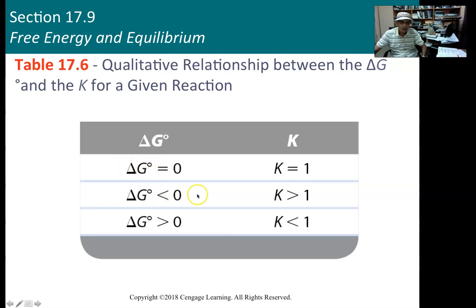So in general, this is what we would say. If the standard free energy change is 0, the system is at equilibrium, K is equal to 1. If it's less than 0, it is spontaneous, K will be greater than 1. If it's greater than 0, K is less than 1, so it's non-spontaneous.